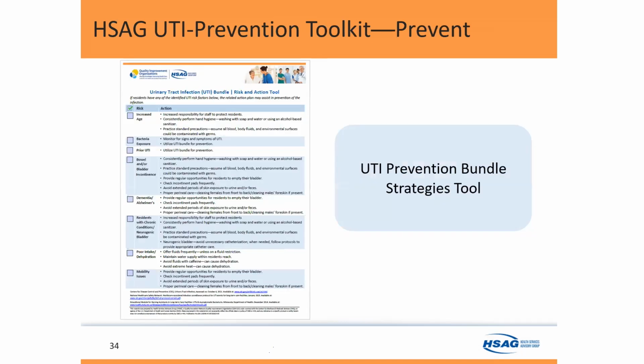The next UTI prevention tool is the Risk and Action tool. This would be implemented on those identified as high risk for UTI. As on the previous slides, the risks are listed the same with the action for each risk on the right. For example, if the risk is bowel or bladder incontinence, we want to consistently perform hand hygiene with soap and water or alcohol-based sanitizer, practice standard precautions, assuming all blood and body fluids and environmental surfaces could be contaminated with germs. We want to provide regular toileting, check those incontinent pads frequently, avoid skin exposure to urine and feces, and proper perineal care, cleansing the females, as you're aware, from front to back, and the male's foreskin if present. Essentially, this tool provides a plan of care for each of the risk factors identified. Again, a one-page tool, simple: check the boxes and practice the actions that are listed.